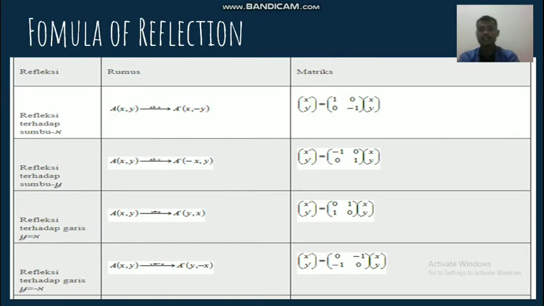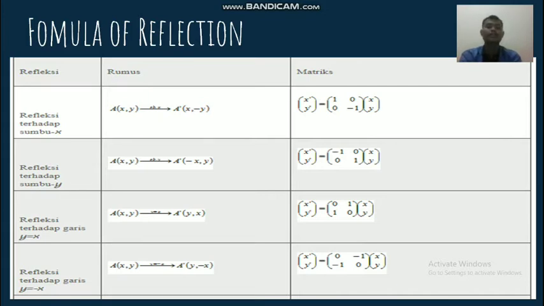And the second formula is reflection on the y-axis. The formula is A(x, y) reflected on the y-axis becomes A'(-x, y), and the matrix is [x', y'] equals [[-1, 0], [0, 1]] multiplied by [x, y], and we get the result (-x, y).